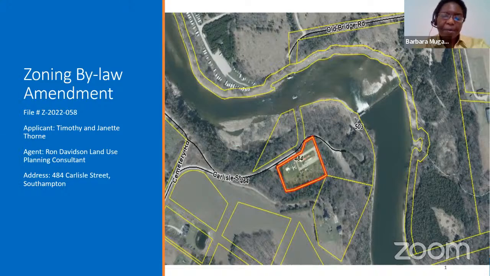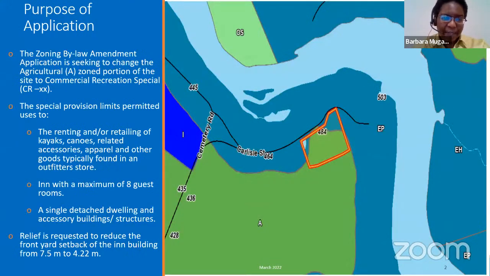Last year, they got a building permit to construct a storage building on the site for their equipment. They are now seeking permission to convert that storage building into an outfitter store. So that would be the third outfitter store that they would own. The purpose of this application is to change the agricultural zone to commercial recreation special, and they are seeking a limited range of uses. The first being the renting and/or retailing of kayaks and canoes, related accessories, apparel, and other goods that are typically found in an outfitter store. They are also seeking to re-establish the inn with a maximum of 8 guest rooms.